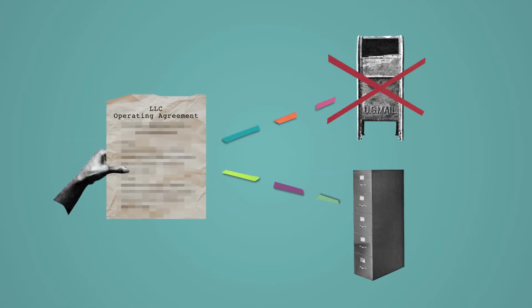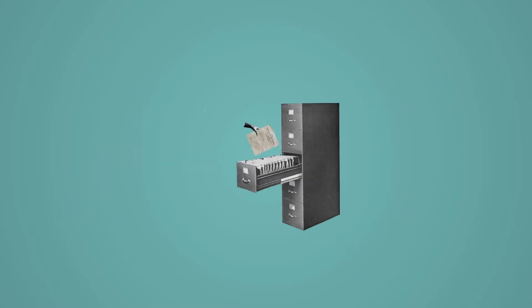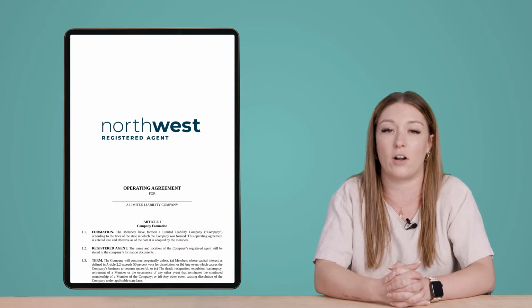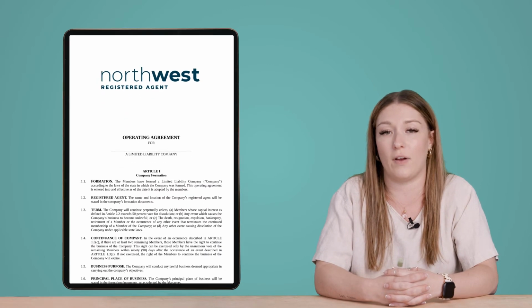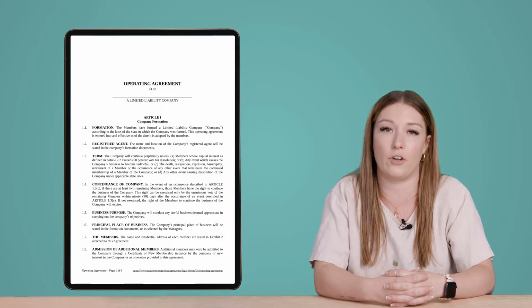You won't file your operating agreement with the state. It is an internal document, and Delaware allows operating agreements to be oral or implied. However, writing it out is a great way to make sure your business and its members stick to the agreement. This is true even if you have a single member LLC. Need help getting started? Northwest Registered Agent provides free templates for creating your operating agreement.